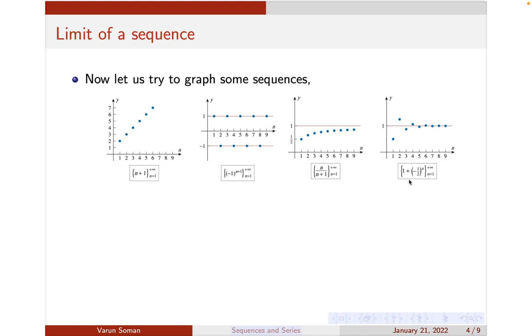Look here, I am giving the sequence n plus 1. So this is the graph of that sequence. For 1 you have the value 2, for 2 you have the value 3. So it is going endlessly like this. So this is one sequence.